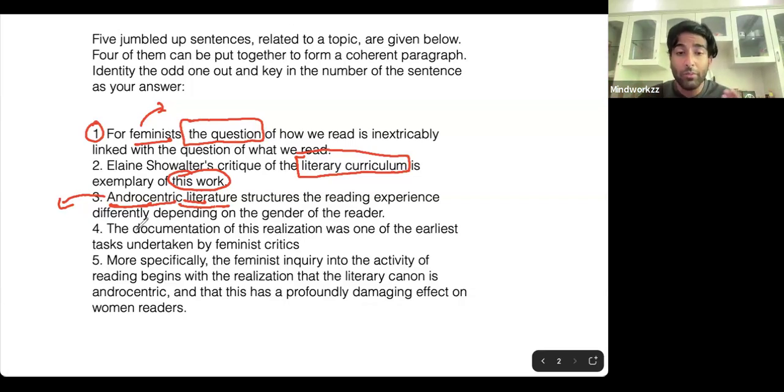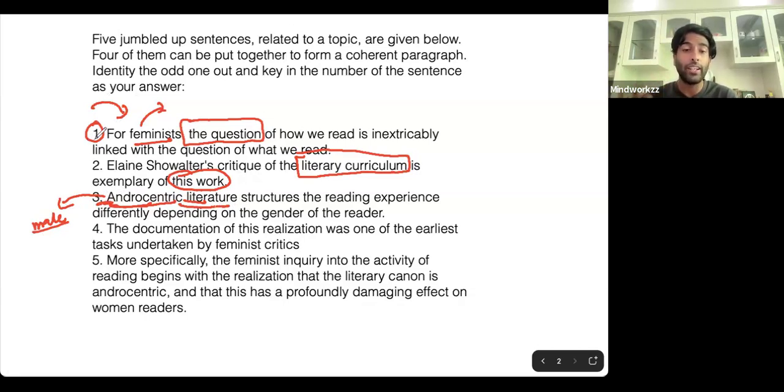Moving forward, androcentric literature structures the reading experience differently depending on the gender of the reader. Try to understand, an androcentric study is done on male humans, and they are trying to come to a conclusion that the reading experience differs depending on the gender of the reader. And here we talked about how, for feminists, the question of how we read is inextricably linked with the question of what we read.